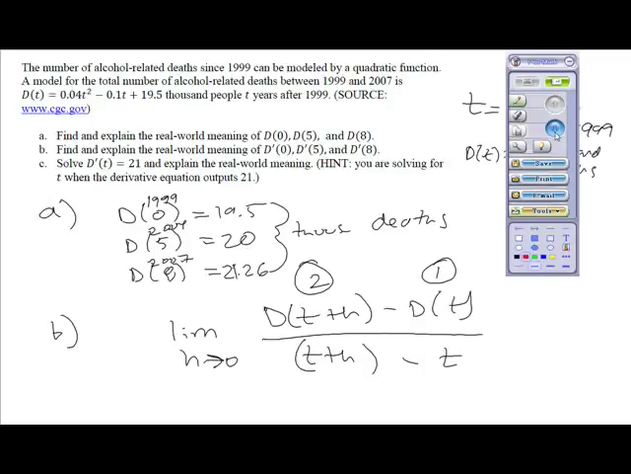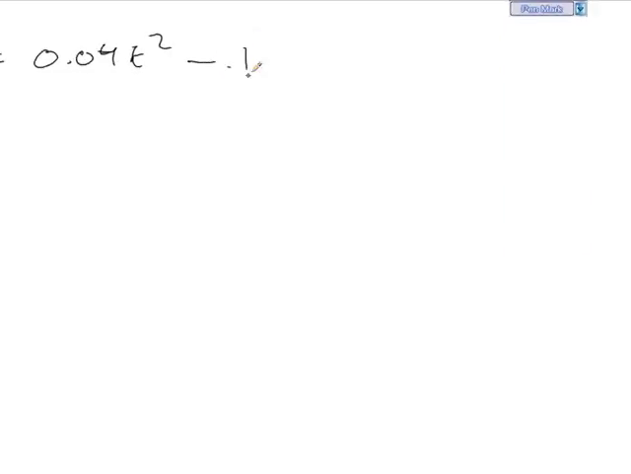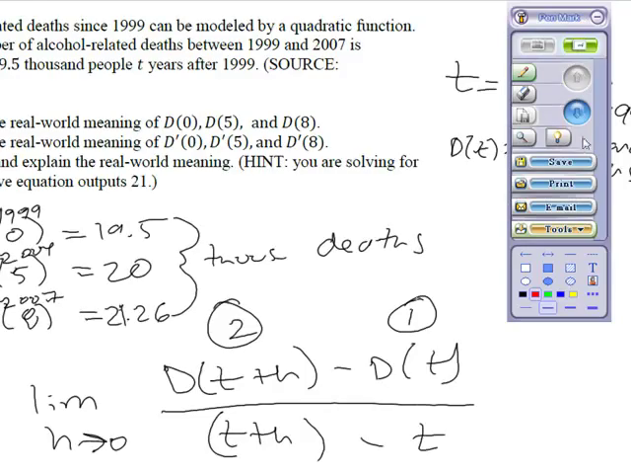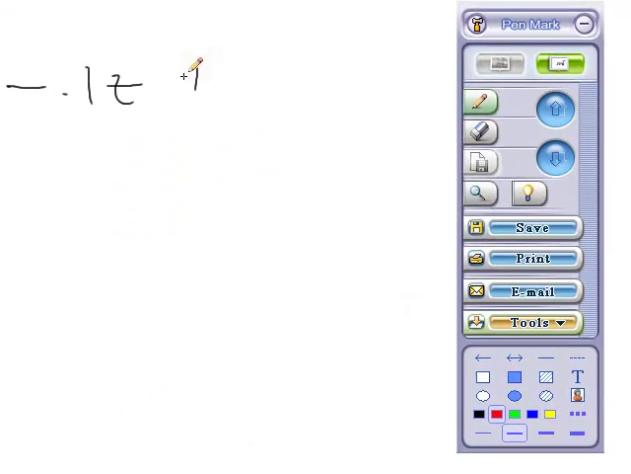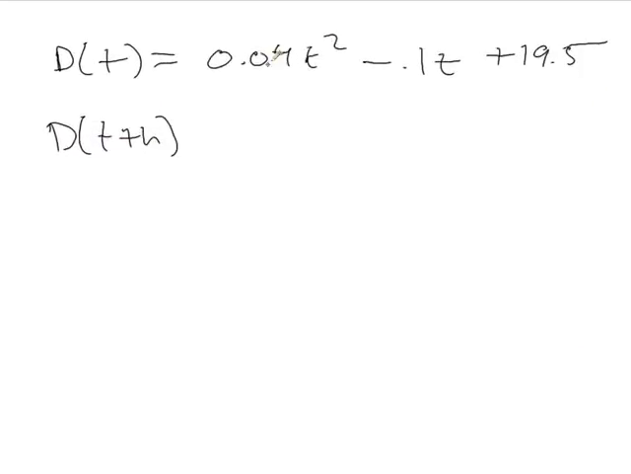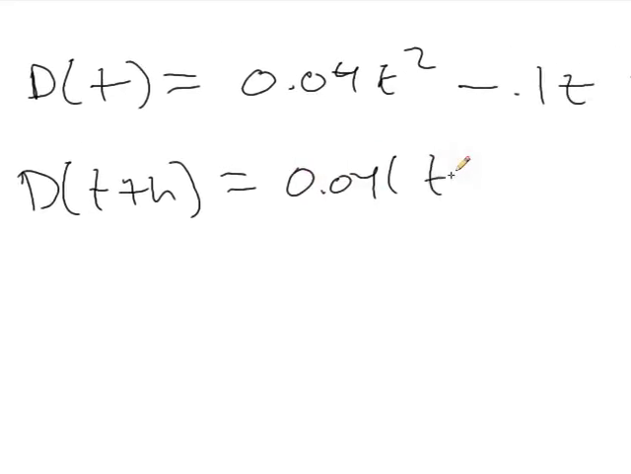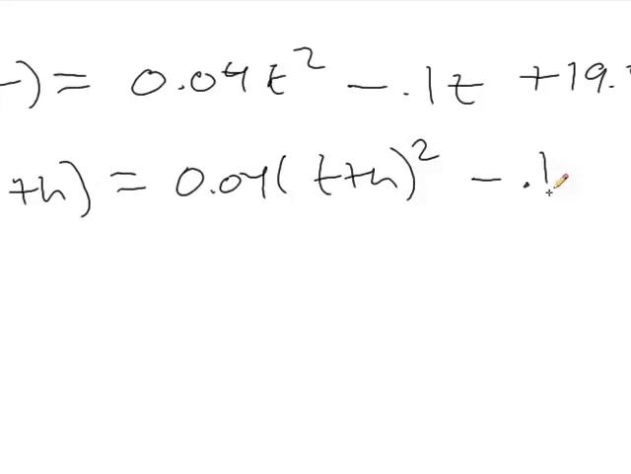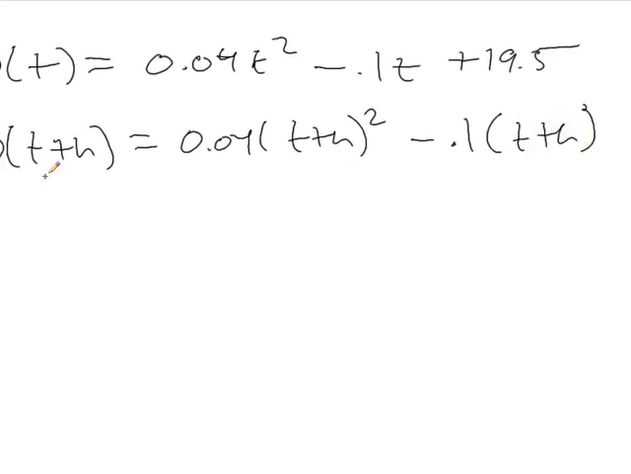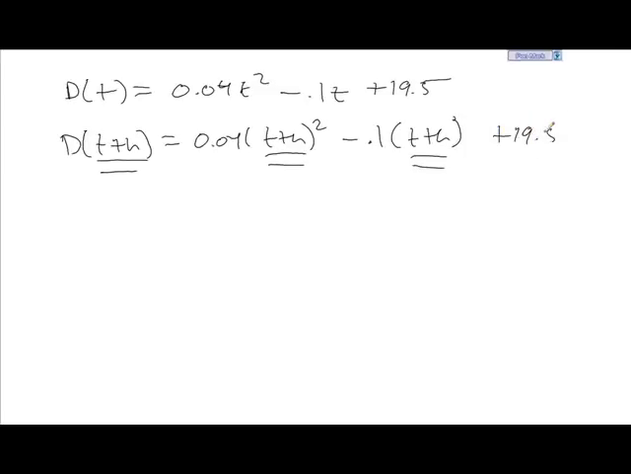So we have d of t is equal to 0.04t squared minus 0.1t plus 19.5. And my d of t plus h is just this equation evaluated by basically replacing all t's with t plus h. And I will do that here. And I will also do that here. So what I put in here has to go in here and here, plus 19.5.